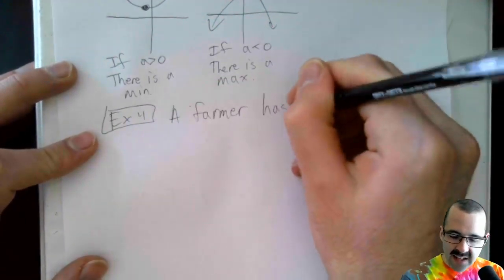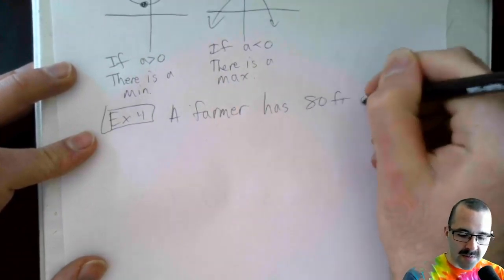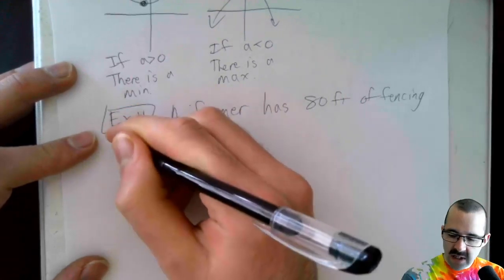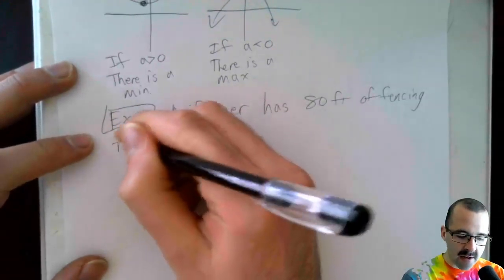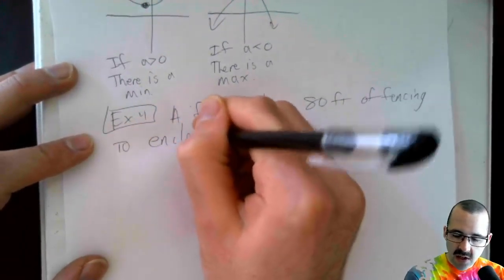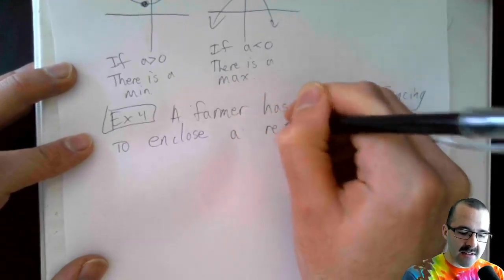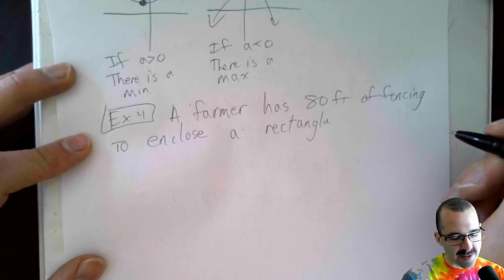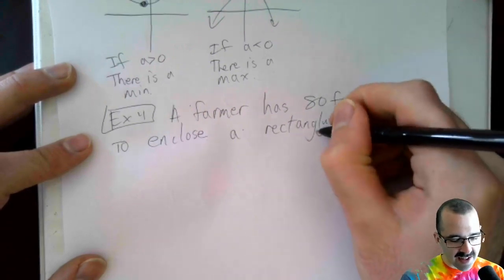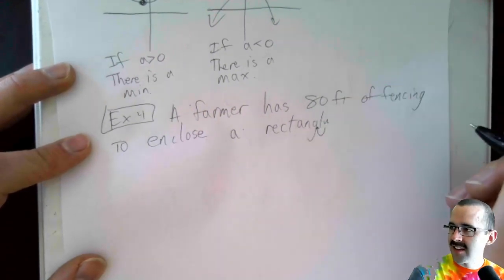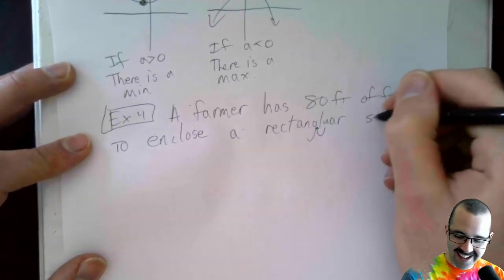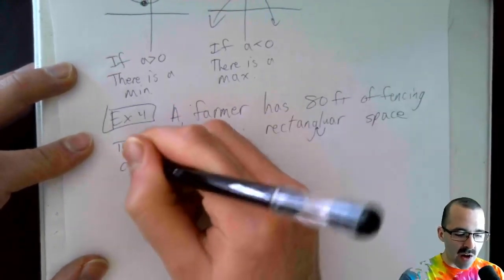So a farmer has 80 feet of fencing, and he or she wants to enclose a rectangular space. That's not how you spell that word. All right, that O is migrating. A rectangular space, don't worry about that, against a wall.